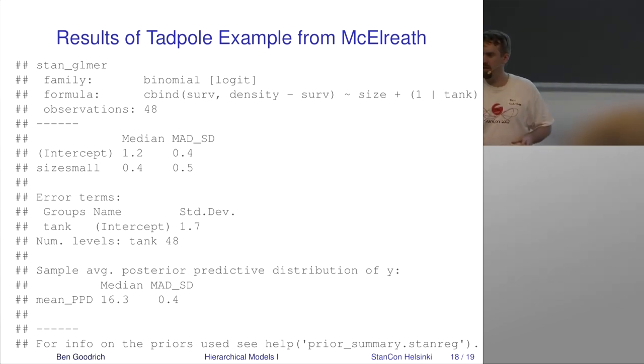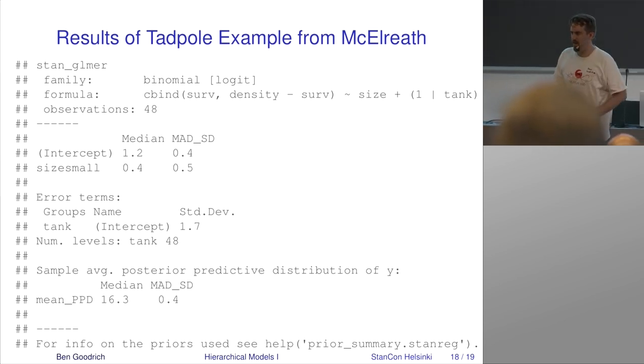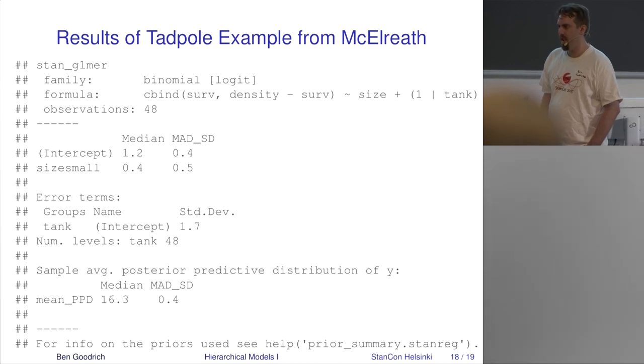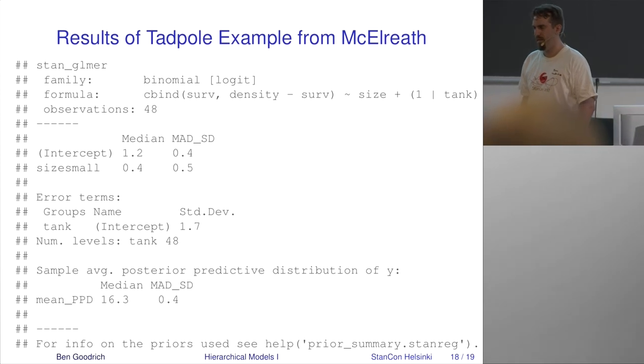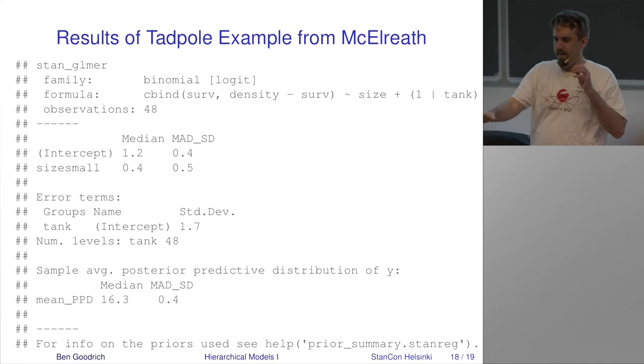Yes? If you have non-ignorable missing values with the example, would you introduce a new random variable, or would you use some other way to deal with it?